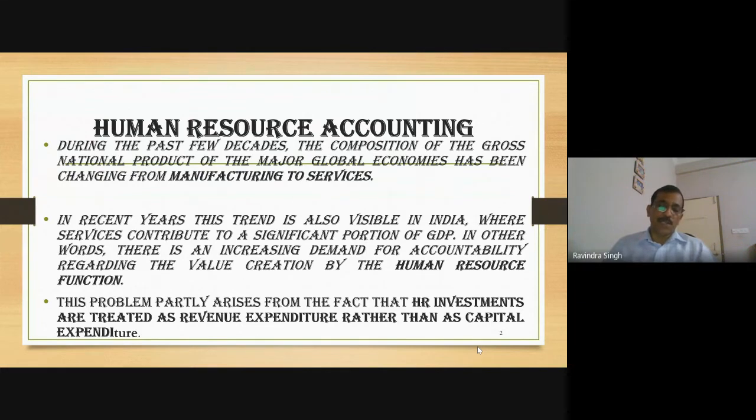So there you find out the last line in the previous block or chapter, that once these ratios are not in positive trends, the management must investigate the things. Now that investigation leads to the importance of human resource accounting. Now, in the past, human resource costs were considered as capital expenditure. Now they have been changed to revenue expenditure.